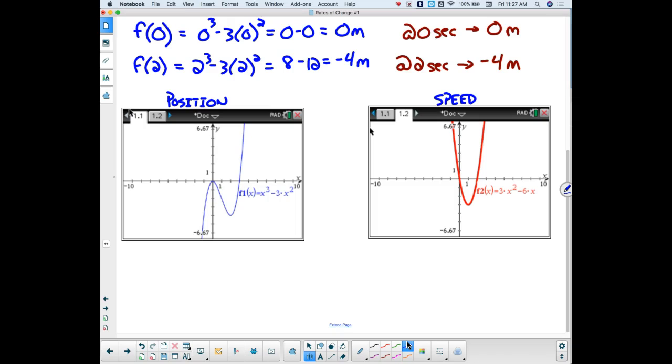Now notice it gives me that position right there at t equals 0. I'm at 0 meters. We found that up here on this top one. At t equals 2, I'm at -4 meters. We found that one. Speed-wise, it tells me at 0, I'm not moving. I'm stopped. Now I'm looking for zeros there. And at 2 seconds, I've stopped. I'm not moving.